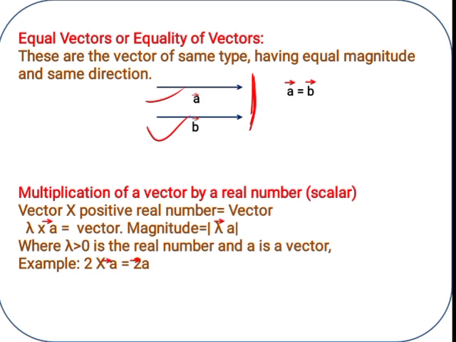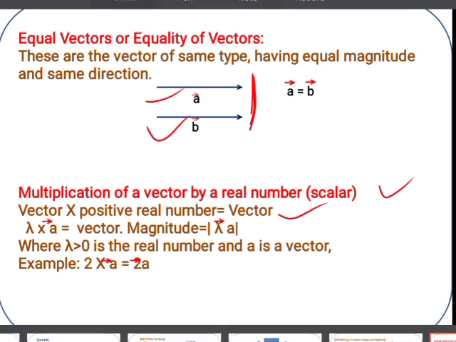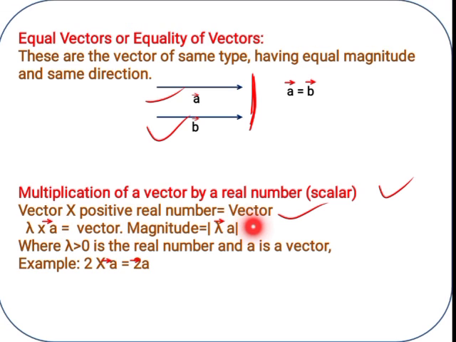Then how do we multiply a vector by a real number? This is the expression for that: vector into positive real number is equal to what? Instead of vector, I use the notation vector A, and the positive real number is denoted by lambda. So lambda into A.